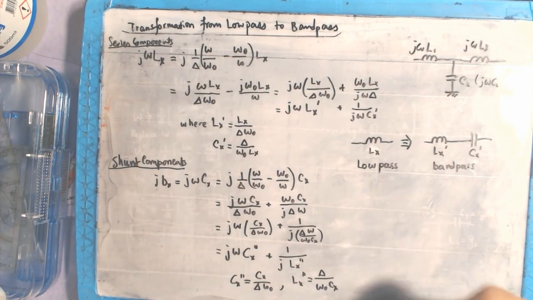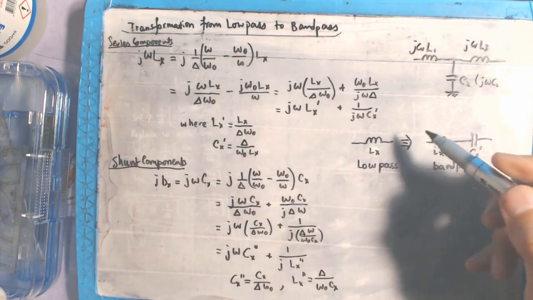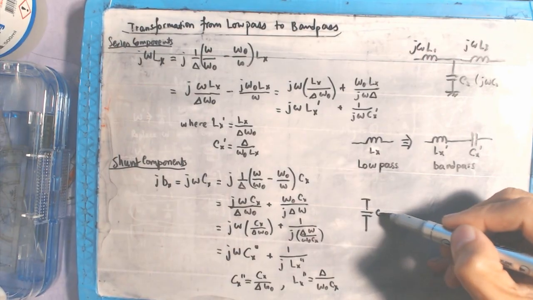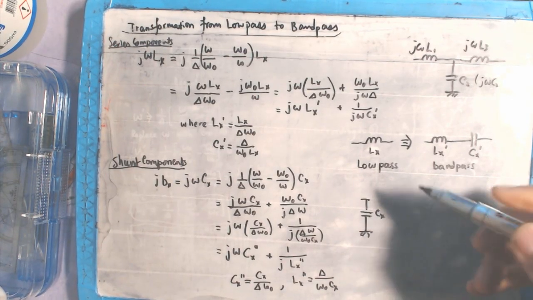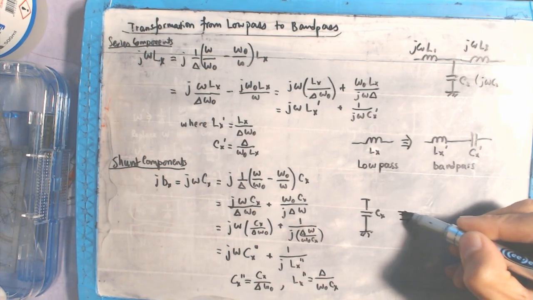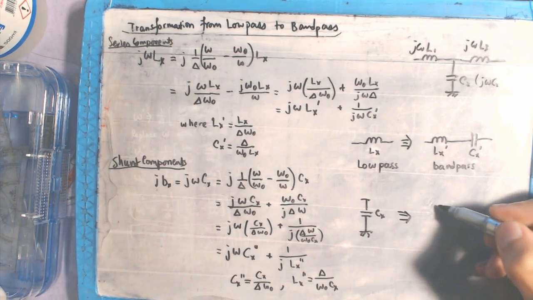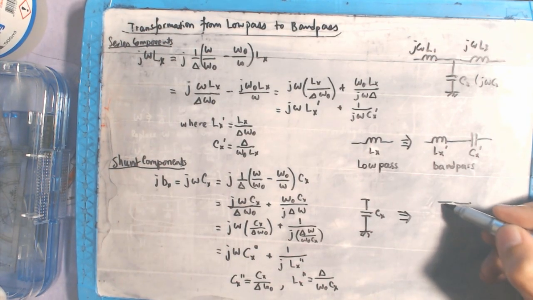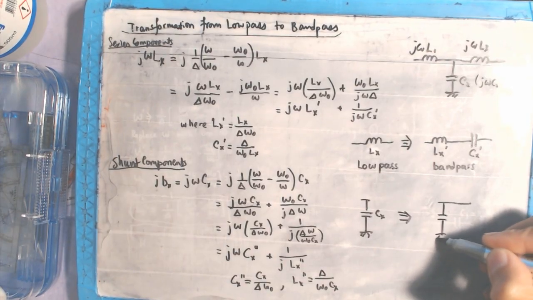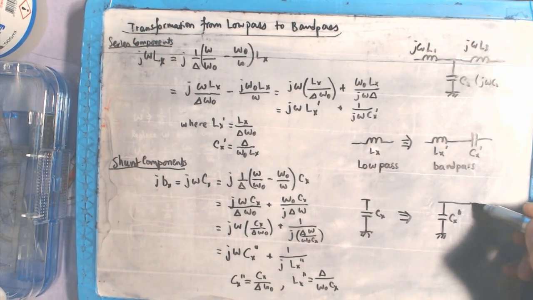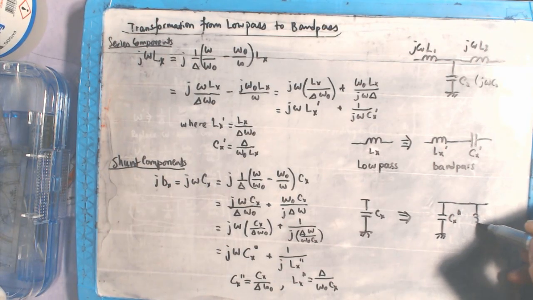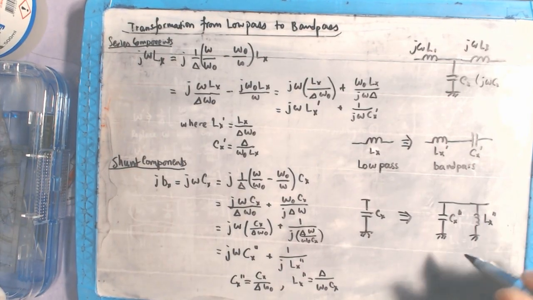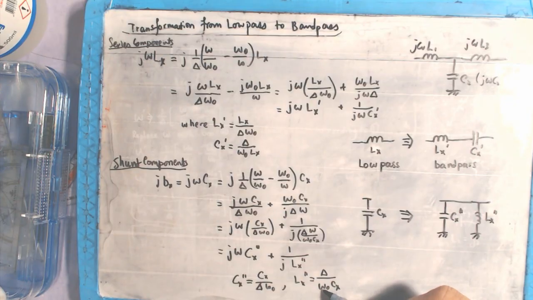So in other words, whenever you come across a shunt component, such as this one, you can transform it into two shunt components. One is Cx double prime, the other is Lx double prime, where Lx double prime can be found from this equation. Cx double prime can be found from this equation.